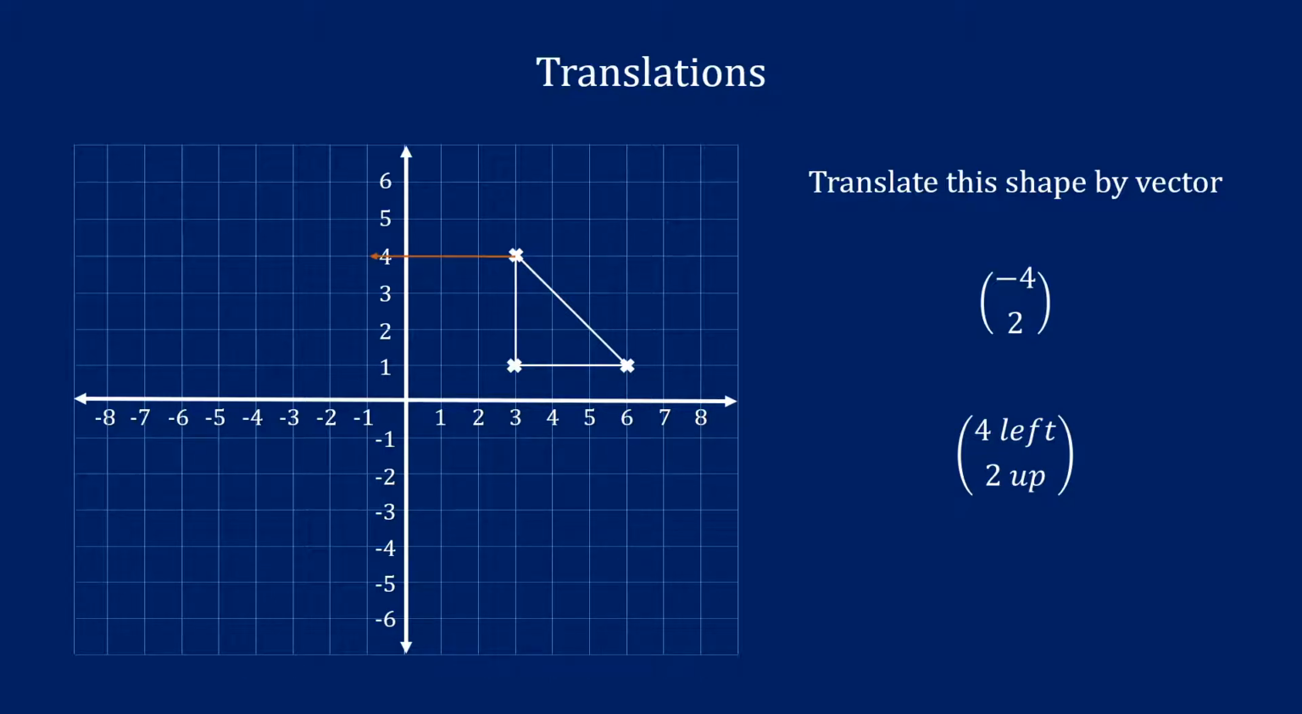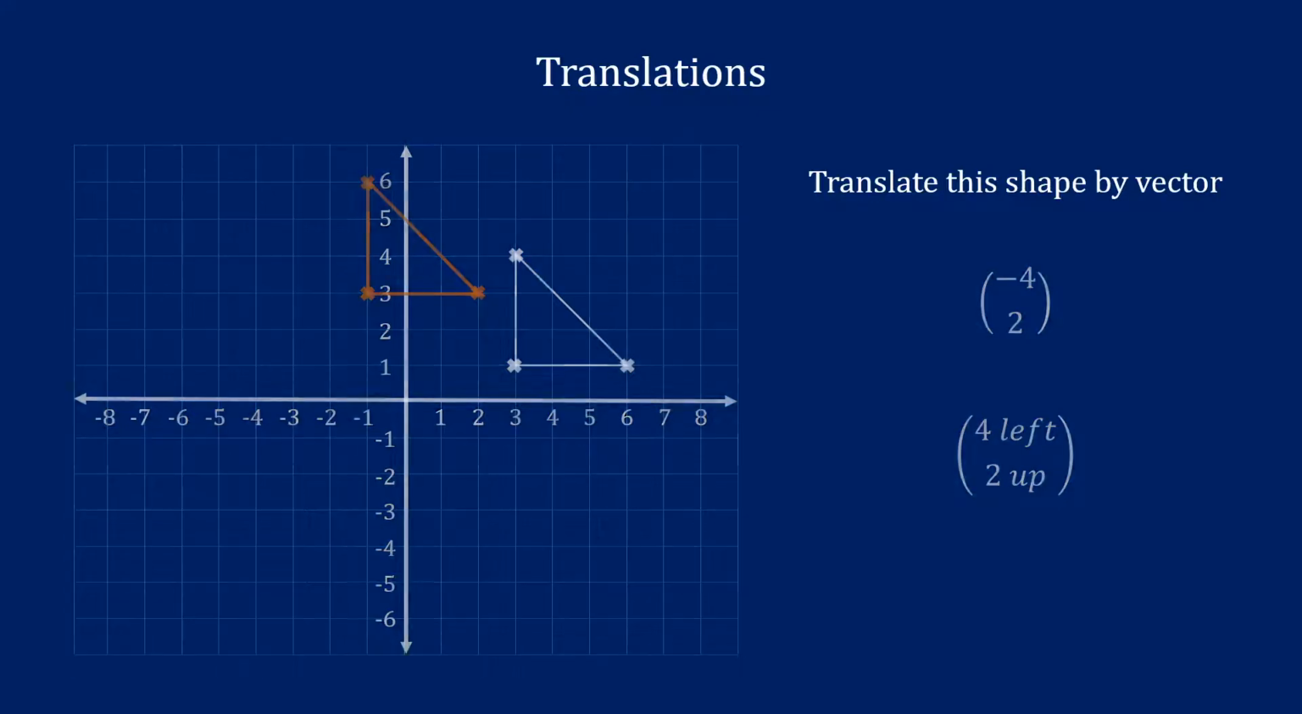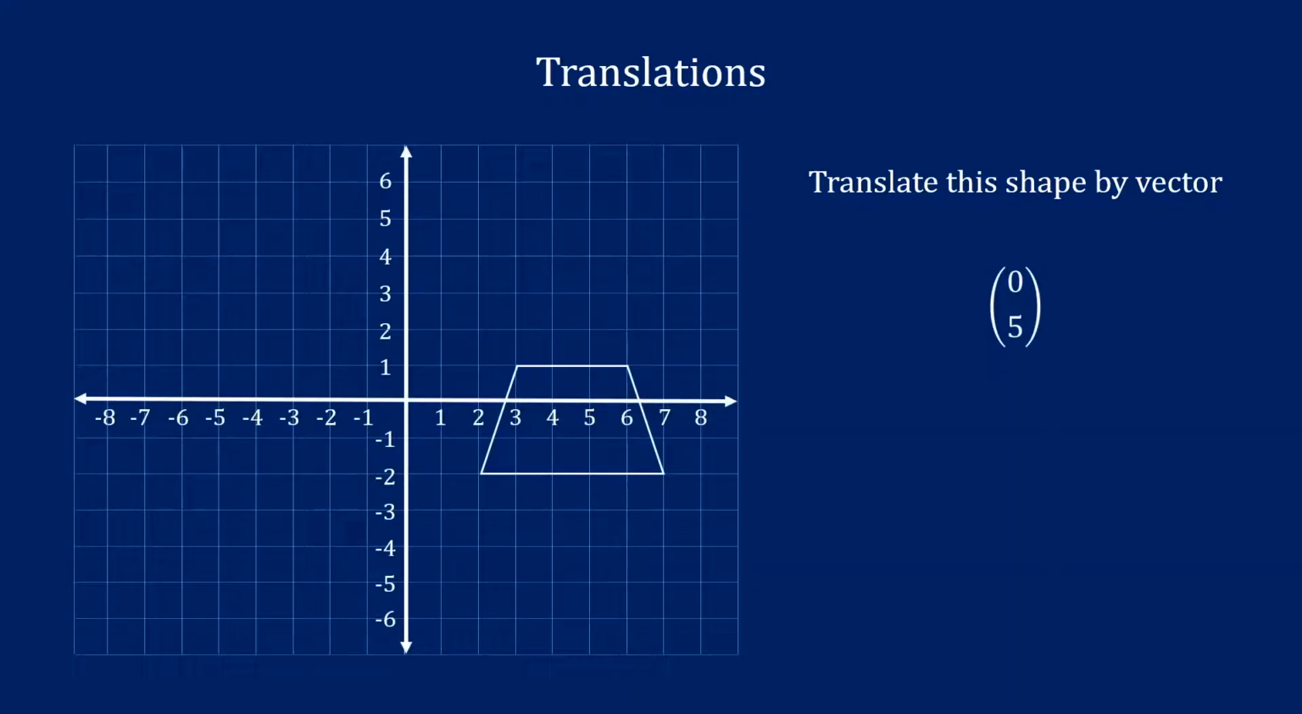So first one, 4 to the left, 2 up. Mark the corner there. 4 to the left, 2 up for the second one. Mark that vertex. 4 to the left, 2 up. Mark that guy. Once you have all 3 corners, you draw your shape. Easy peasy. Alright, let's take a look at another example together.